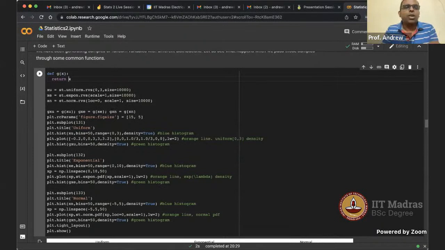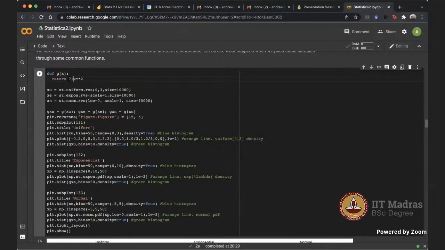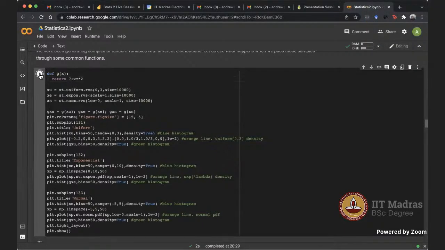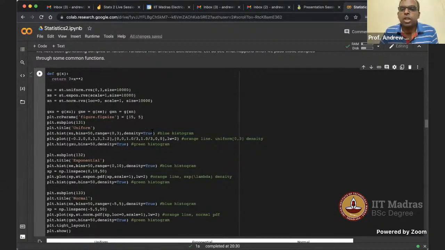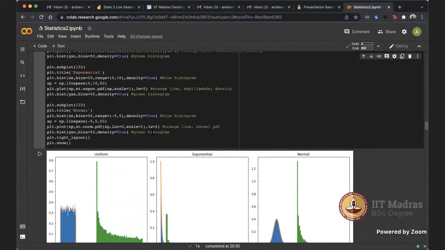Okay, what do you think will happen here? Okay, let me also add a 7 just to, you know, pull it apart. What do you think will happen here? What is this function, by the way? X star star 2, X raised to the power 2. Okay. Are you ready to see how the distribution would change?